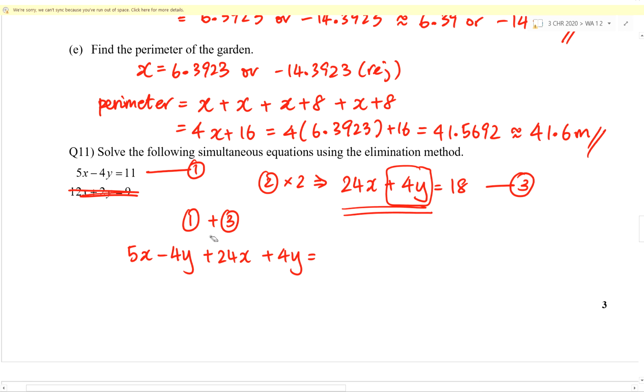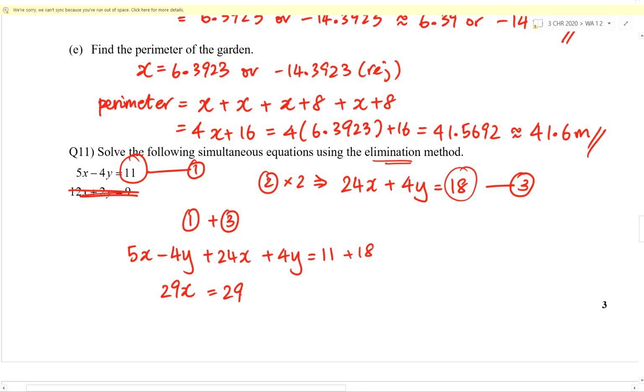So now we have completed the left-hand side for both equation 1 and equation number 3. Now we consider the right-hand side, which is 11 plus 18. So 5x plus 24x, we get 29x. Negative 4y plus 4y, no surprises, it is 0. That is the whole idea of elimination. This gives us 29. X must therefore be equal to 1.